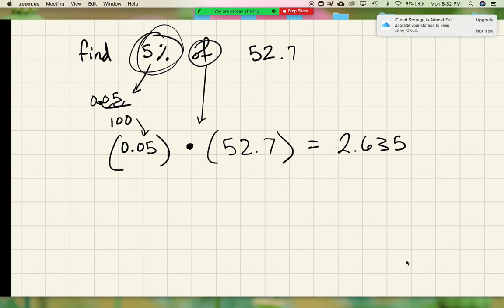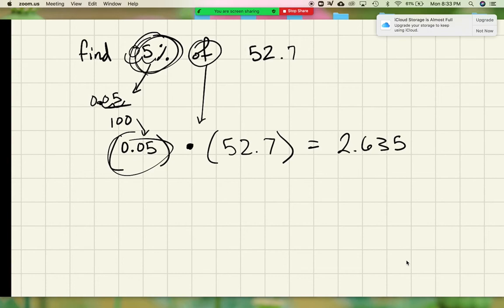But the way you do it is you convert the percent to a decimal by moving the decimal place over 2. So if it's 50%, that's going to be just 0.5. If it's 88%, that's going to be just 0.88, and so forth. And then you multiply.